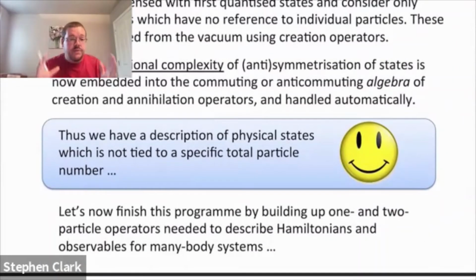To finish this program, which will finish what I'm going to say for this lecture, we need to show how to build operators in this second quantized formalism. And then we've got all the tools we need. We've got the states and we've got the operators, and we've got everything we need to describe a many-body system with second quantization.